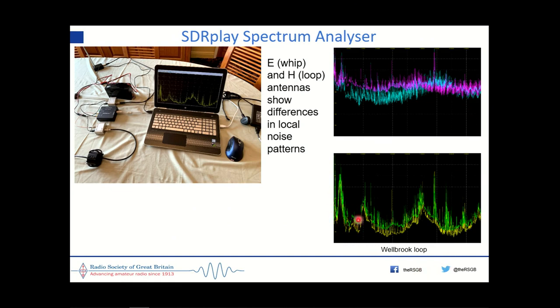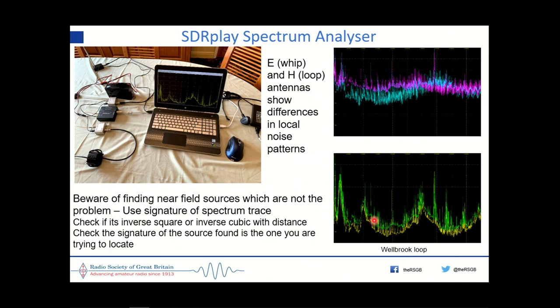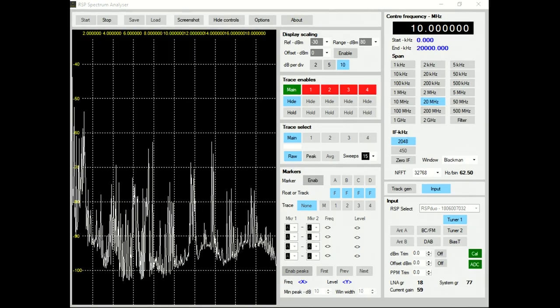Similarly, the H field is shown here. The yellow is with it off and the green is with it on. And this helps you, A, to find what you're looking for, so that you can know when you're getting closer to it because it gets stronger. And secondly, you can check that the signature, when you think you found a source, is the one you're looking for.